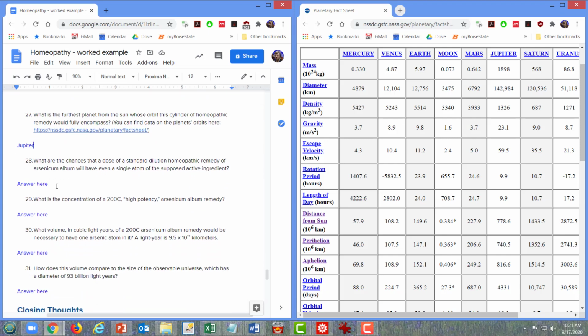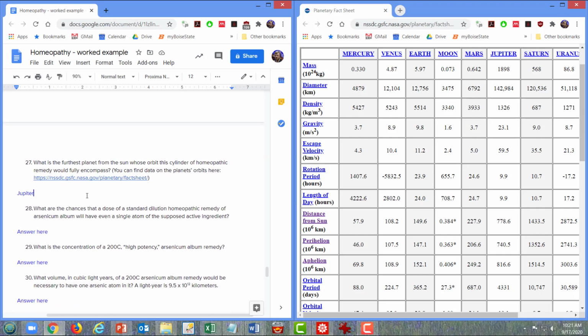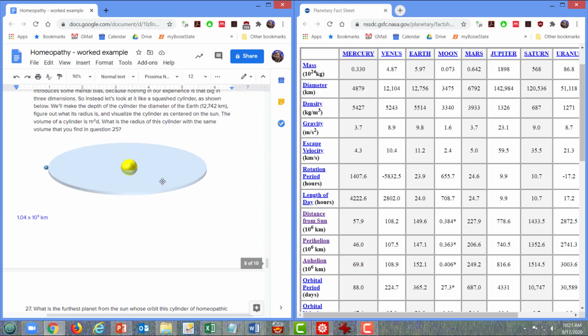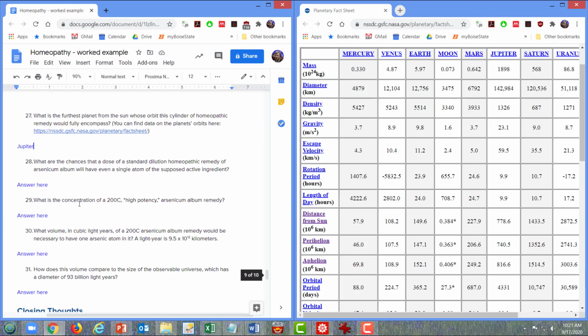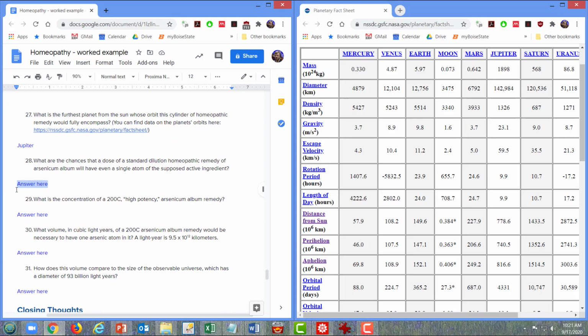What are the chances that a dose of a standard dilution homeopathic remedy of Arsenicum album will have even a single atom of the supposed active ingredient? So given that in order to have one atom of arsenic in this standard dilution sample that we've just worked through requires an amount of water that is just stupidly large, the answer here is effectively 0.